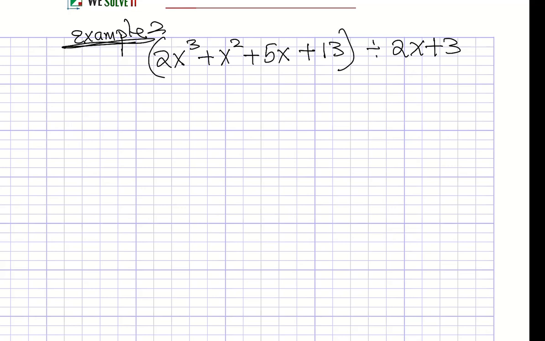You are given 2x raised to power 3 plus x raised to power 2 plus 5x plus 13. Doesn't matter how I write it. They want you to divide that with 2x plus 3. So they want you to divide this with that, or you can put it underneath it. It doesn't matter. That's the problem we'll have to deal with now, and this is a long division, okay?